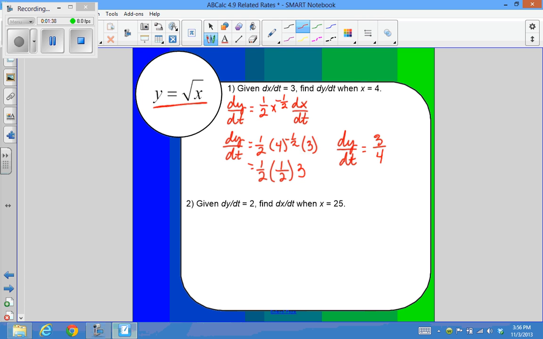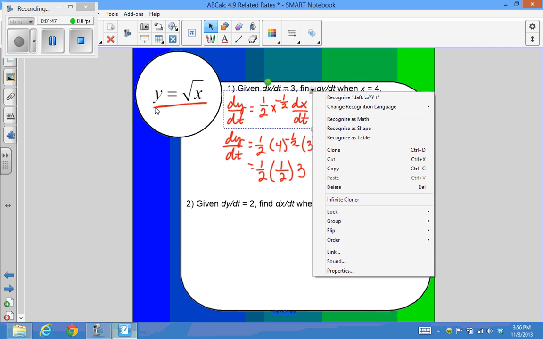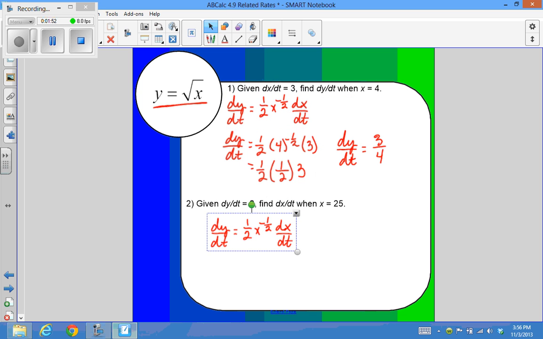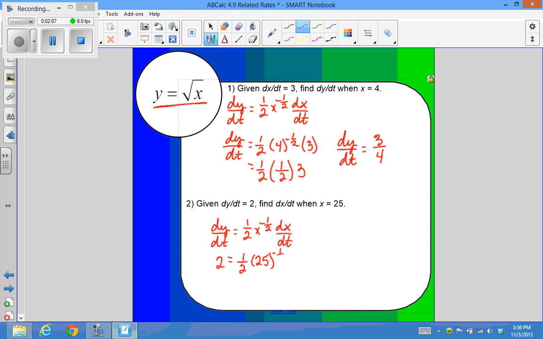Okay, given dy/dt is 2, this time I'm supposed to find dx/dt when x is 25. Well, this part right up here that we had earlier, let's just clone that little piece, because that piece is there again. No difference at all. The derivative is the same, just different numbers that I plug in. So for dy/dt, I'm going to put in a 2 equals 1/2. My x value is 25 to the negative 1/2 dx/dt.